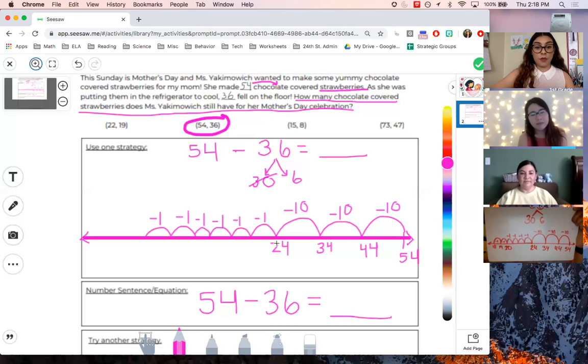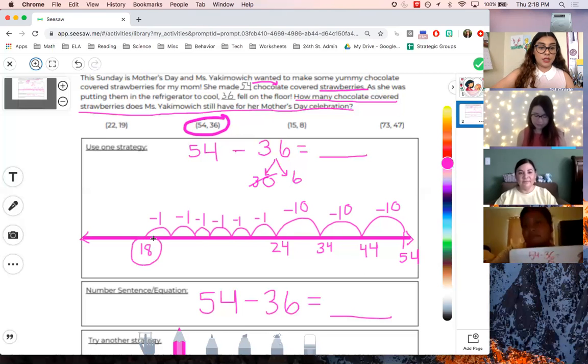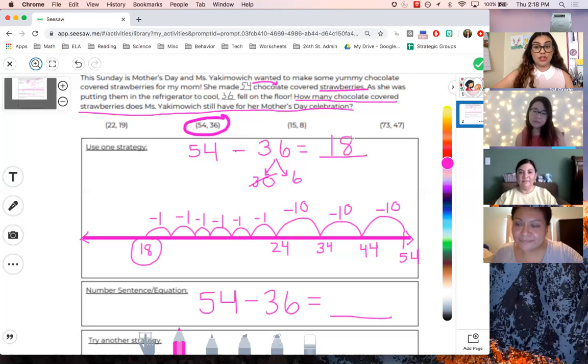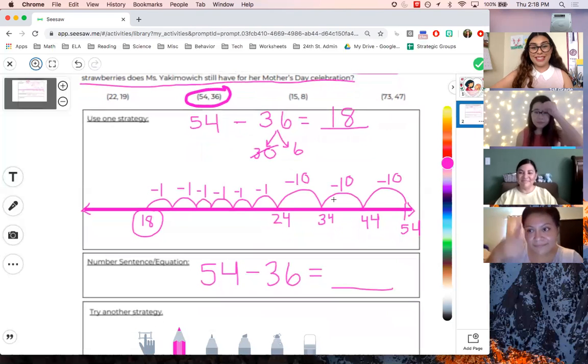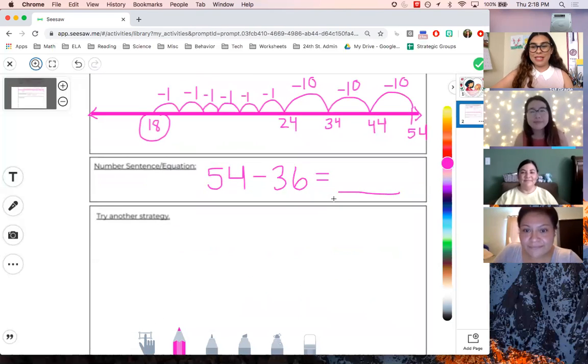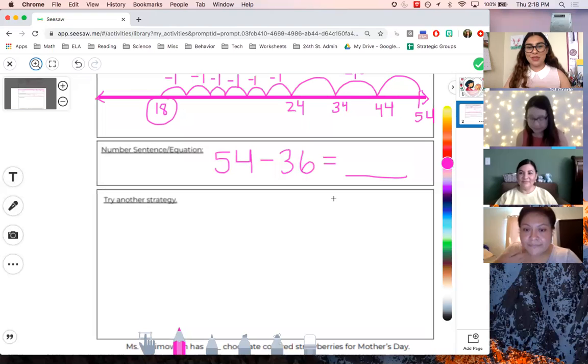All right, and then we're going to count back. 24, 23, 22, 21, 20, 19, 18. And so we left off at 18. And we circle that answer, and we put it in our number sentence. 54 minus 36 is going to give us 18. Thank you, Ms. Rosales, for showing us that strategy. All right, Ms. T, can you share your strategy with everyone?